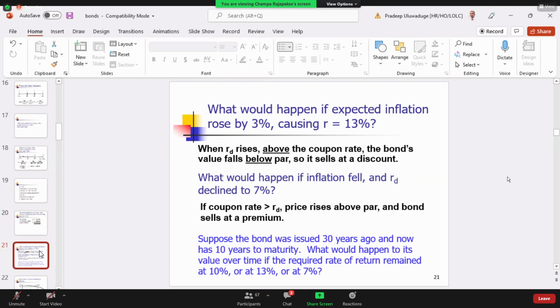What would happen if expected inflation rose by 3%, causing R to equal 13%? Earlier, R was 10% in our example, 1,000 rupees at a 10% discount rate. Now, due to inflation, the discount rate has gone up to 13%, right? What will happen to the price of the bond? Yes, can anyone make a guess?